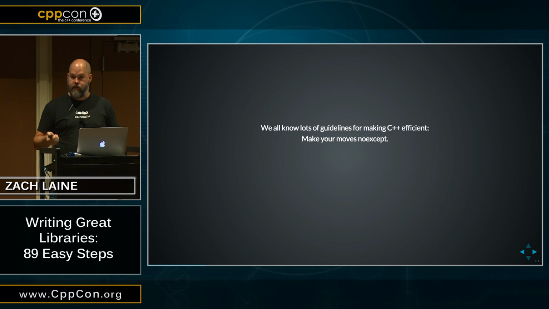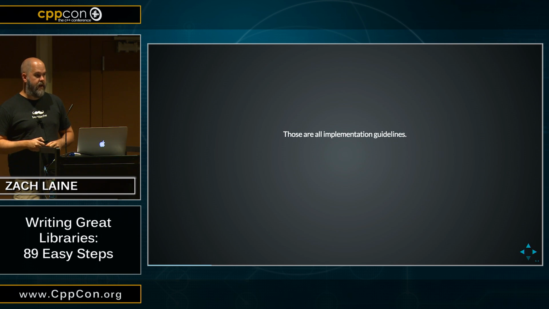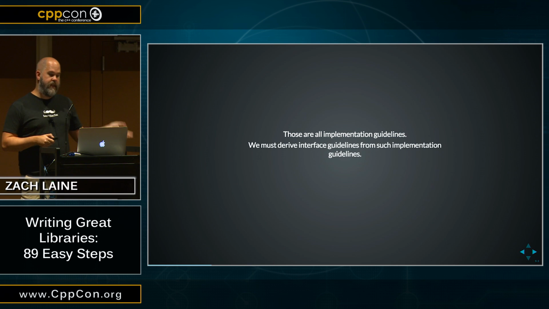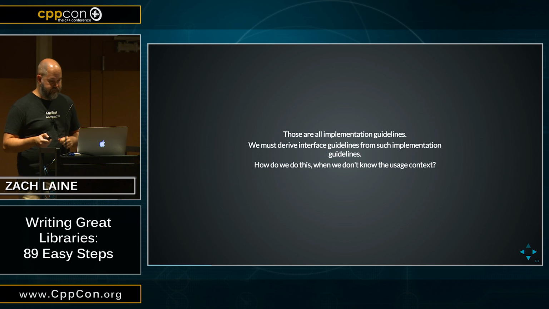So you make your moves noexcept, you minimize copies, you minimize resource allocations. There's lots of things like this. But these are all implementation guidelines, and what we need to do is lift those implementation guidelines into guidelines for how to make interfaces. I wish I had some really concrete silver bullet type guidelines for this part, but I don't. So we're going to look at an example.